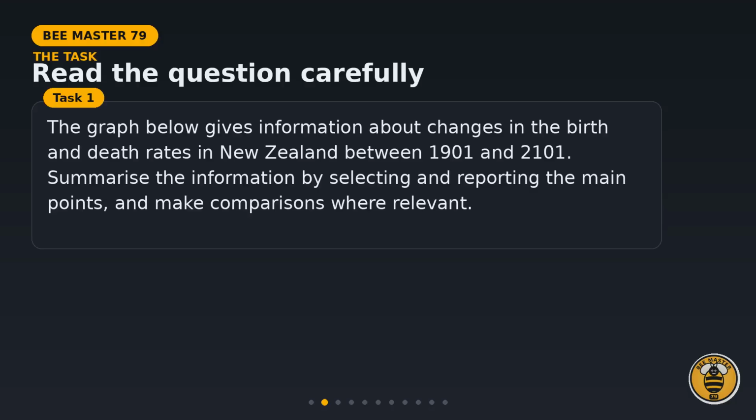Here is the task. The graph gives information about changes in the birth and death rates in New Zealand between 1901 and 2101. We must summarise the information by selecting and reporting the main points and make comparisons where relevant.